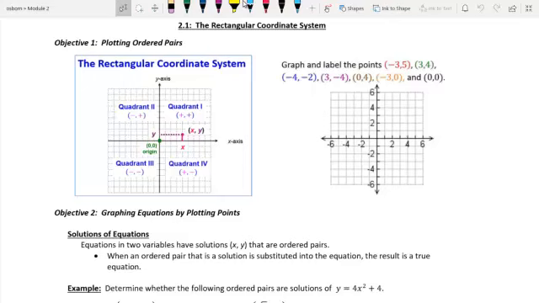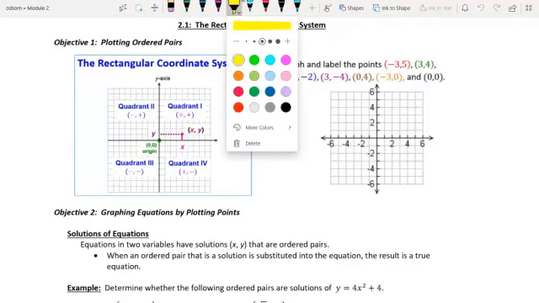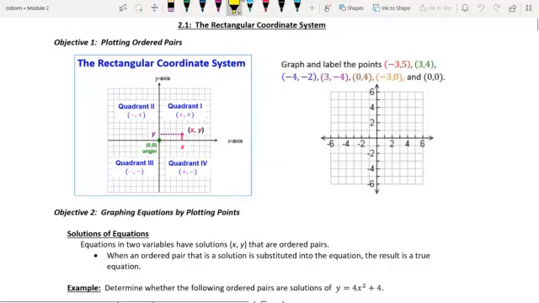The rectangular coordinate system. So the rectangular coordinate system, you can see, consists of 4 quadrants. Now, in quadrant 1, you see both the x and y coordinates are positive, while in quadrant 2, the x coordinate is negative and the y coordinate is positive. In quadrant 3, both the x and y coordinates are negative, and in quadrant 4, the x coordinate is positive and the y coordinate is negative.